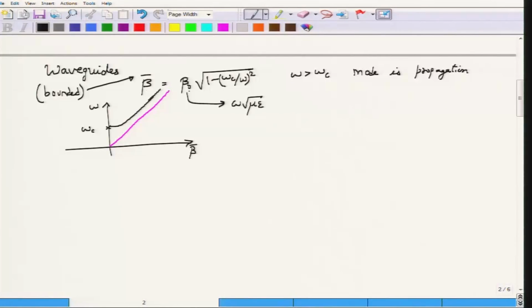So, you have beta bar equals beta 0, which is actually omega into square root mu epsilon, multiplied by a certain factor, and this factor is making the relationship between omega and beta non-linear.